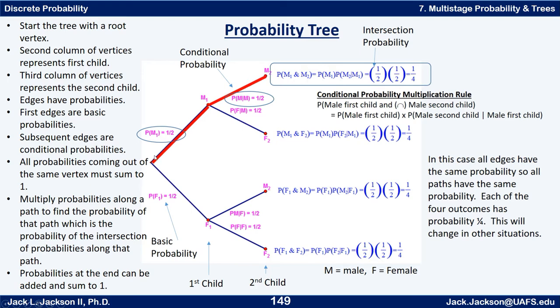So this path says that both events happen: male first time and male second time. That's an intersection. So I could have used intersection instead of "and" here. And that turns out to be a half times half, or 1/4.